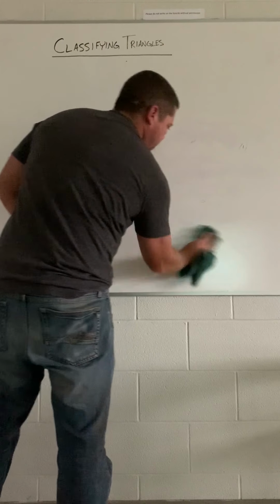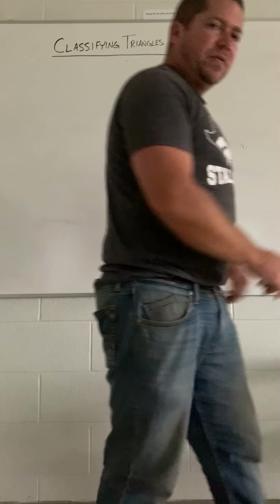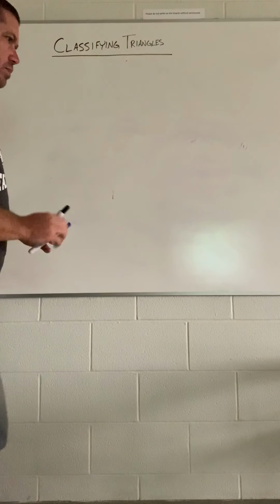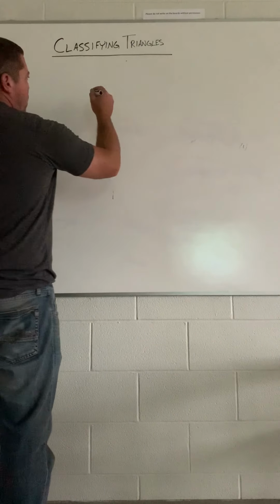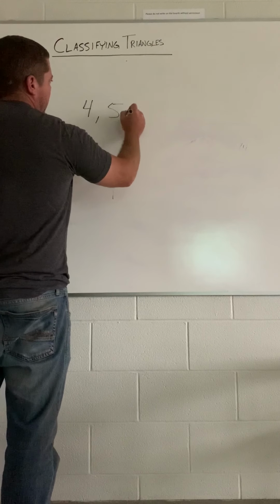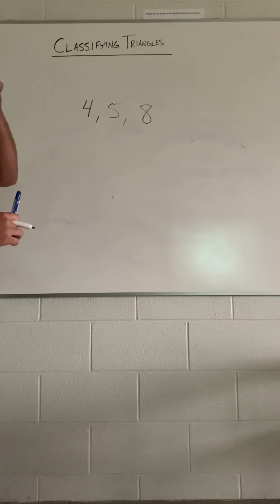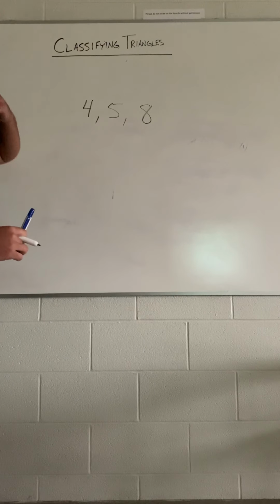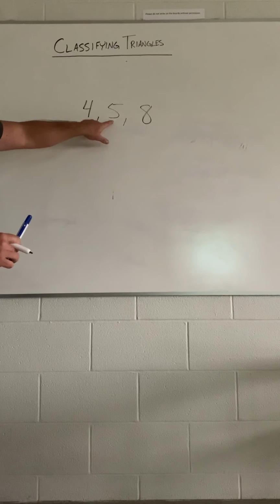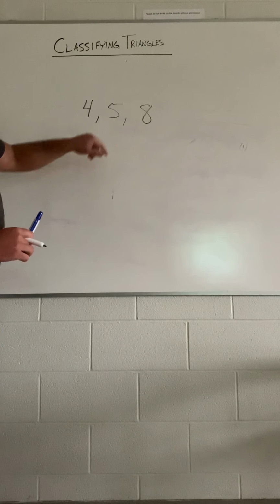All right, the last thing we want to talk about on triangles is how to determine if 3 numbers can make a triangle. So if I have 3 numbers up here, what has to happen in order for these to make a triangle? If I add 4 and 5, it has to be larger than 8. Well, I have to do the same other way.